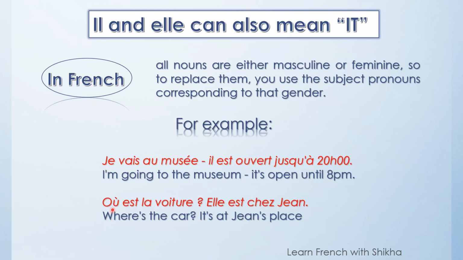Next, où est la voiture? Elle est chez Jean. Where's the car? It's at Jean's place. So here we are talking about the car. La voiture, that is a feminine noun. We have replaced it with elle, which means it. It's at Jean's place. Elle est chez Jean.